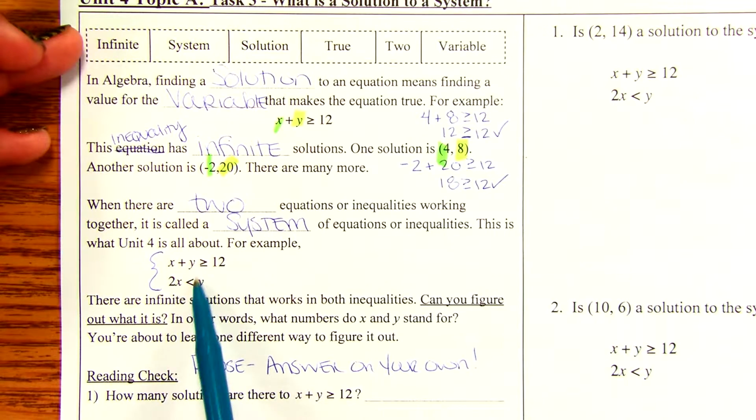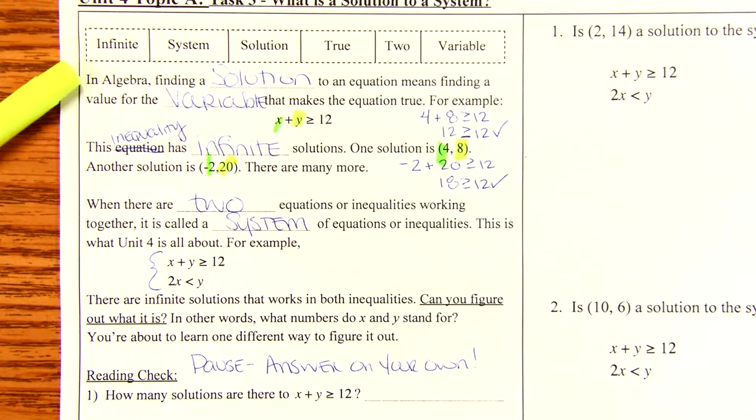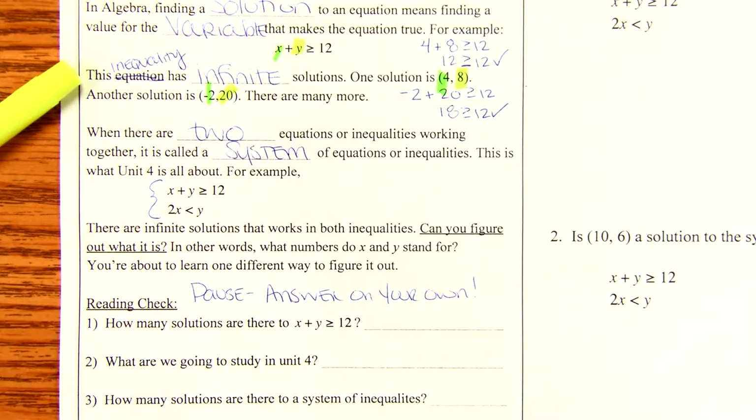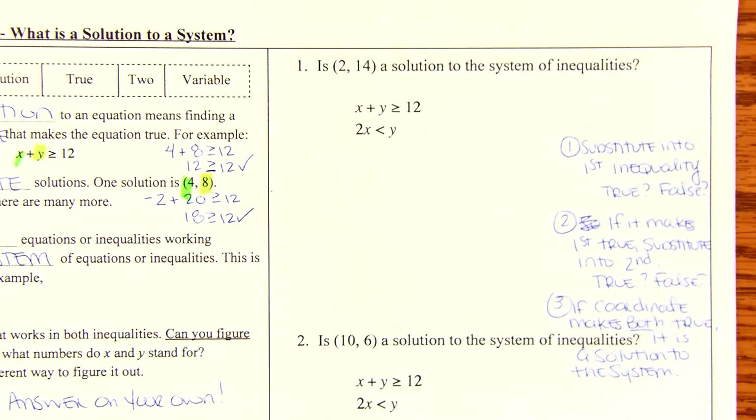There are two inequalities and they're working together. So there are infinite solutions that work in both inequalities. Go ahead and see if you can figure out what one is, but in other words, what numbers do x and y stand for that make it true? You're going to learn one different way to find that out. So go ahead and pause the video and answer these questions on your own. I'm going to move on to do an example.